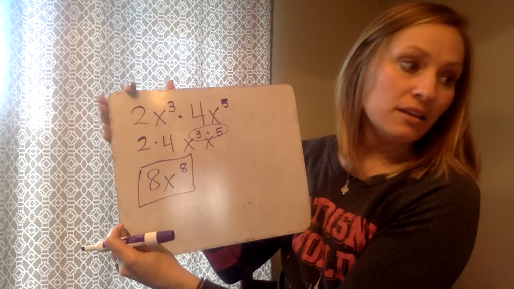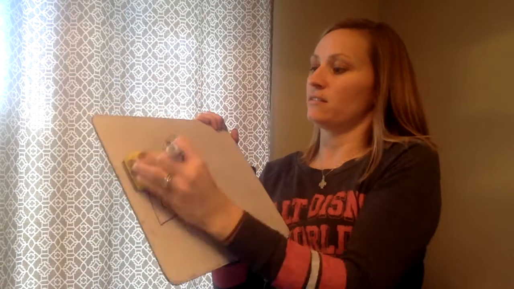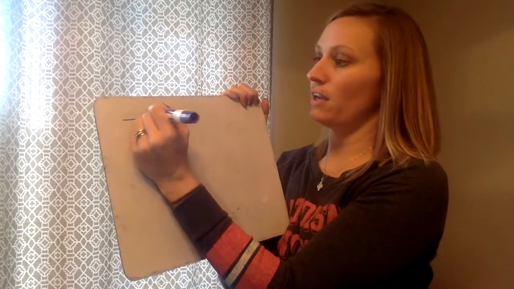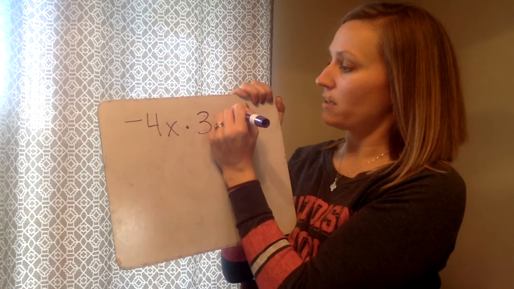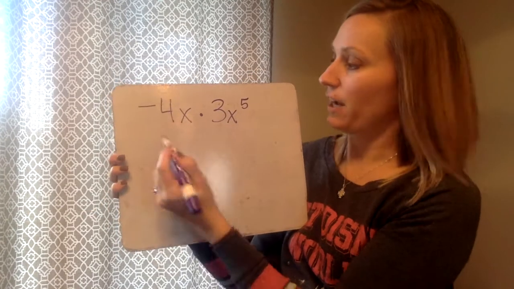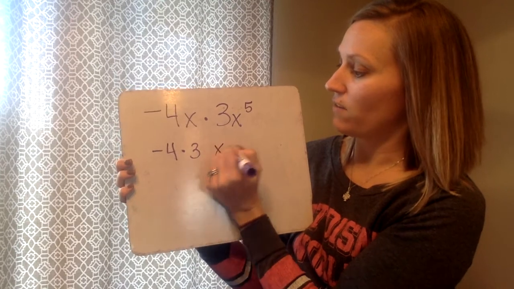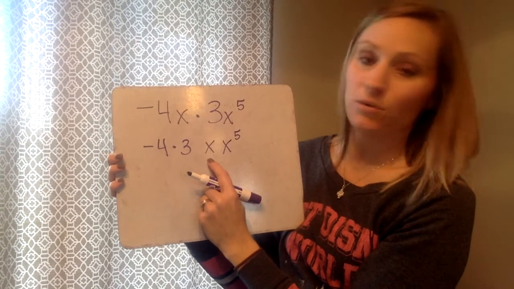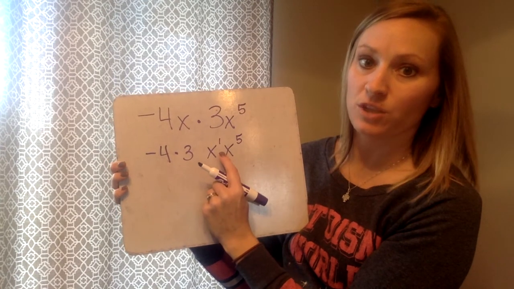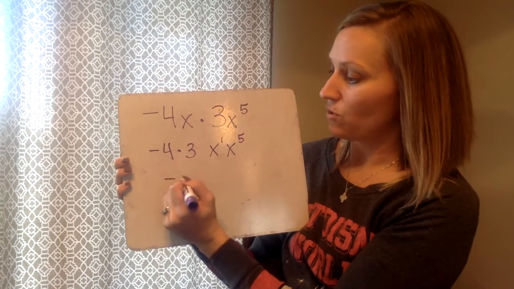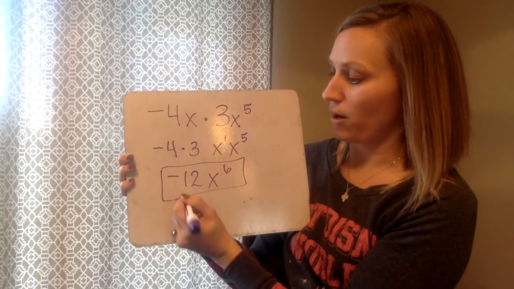Now, what happens when a coefficient is negative? So let's say that I gave you negative 4x times 3x to the fifth. So if we reorganize this, our negative 4 and our 3 are our coefficients, and then we have an x and an x to the fifth. And if you recall, if there is no exponent, remember the exponent is 1. So we can place a 1 there so we don't forget about it. When I take negative 4 times 3, I get negative 12, and then that becomes x to the 6th. And that is your answer for that problem.